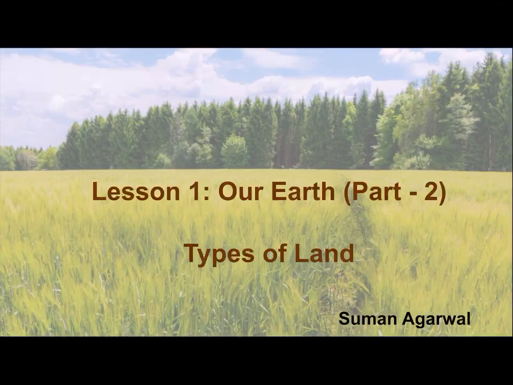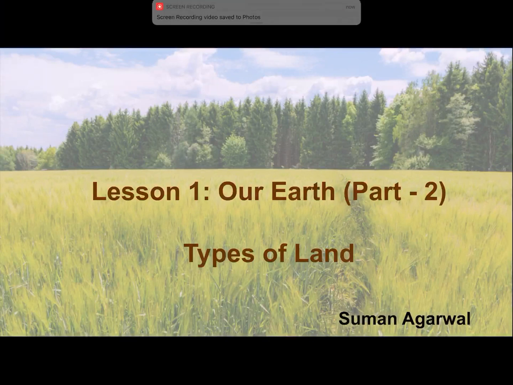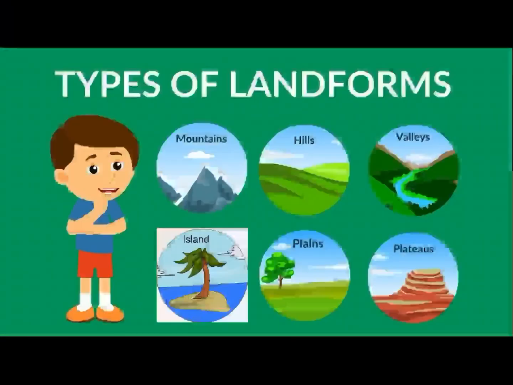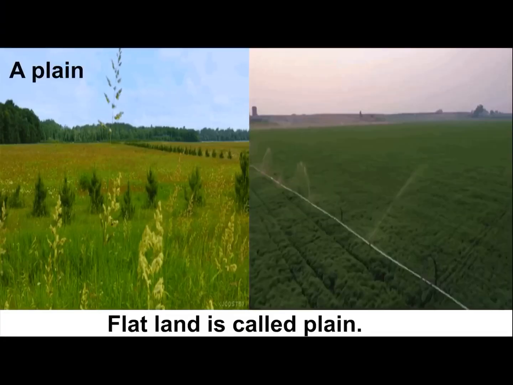In the first part of the lesson, our earth, we learned that the earth is our home. It is round in shape and the earth has air, water and land. In part 2 of this lesson, we are going to learn about types of land. Now, the different types of landforms are mountains, hills, valleys, island, plains, and plateaus. Let us learn more about these landforms.